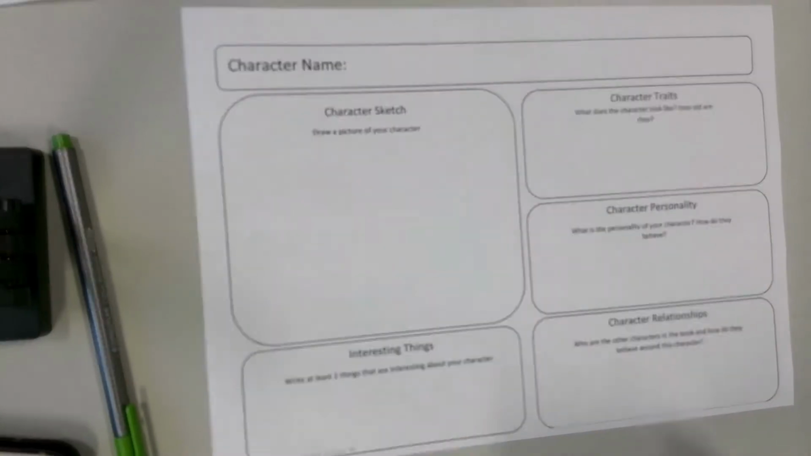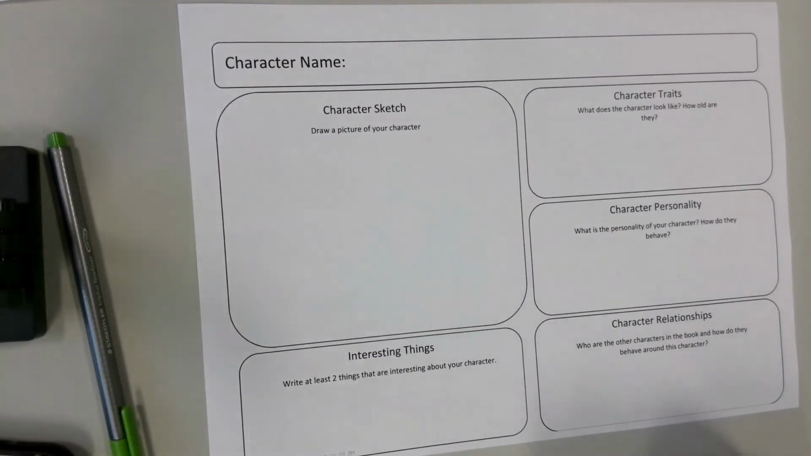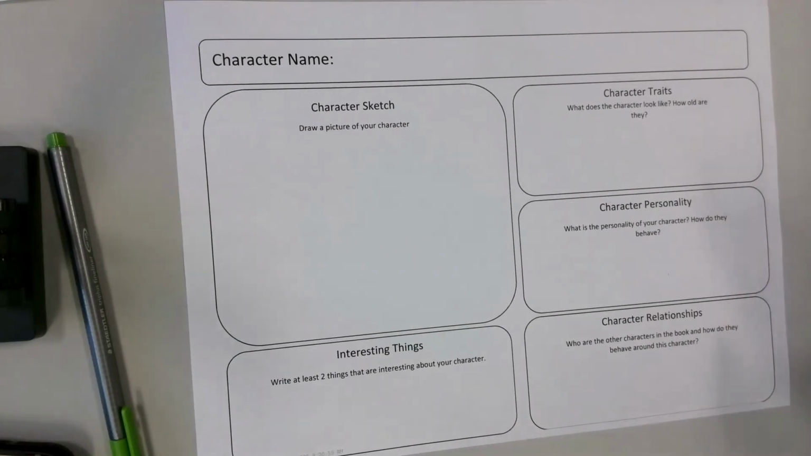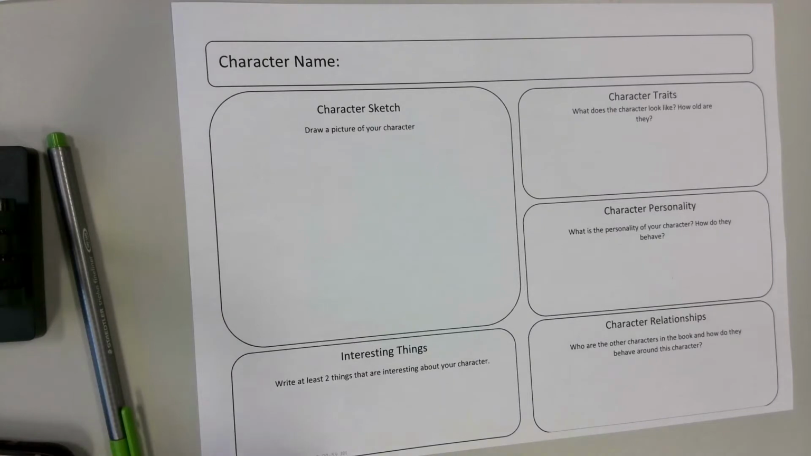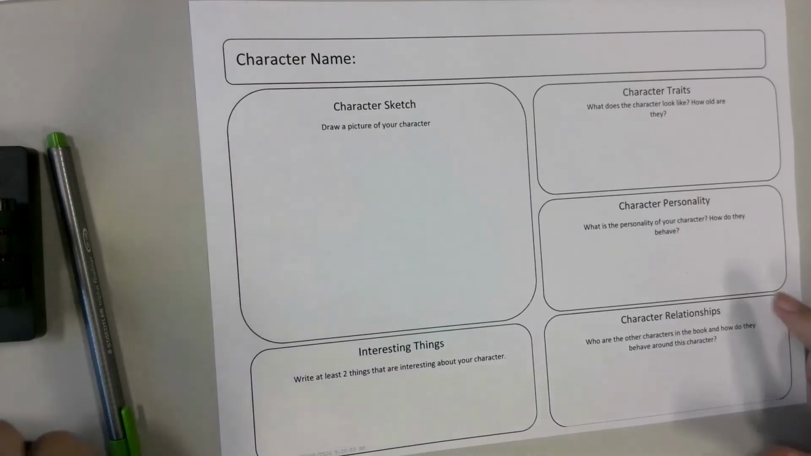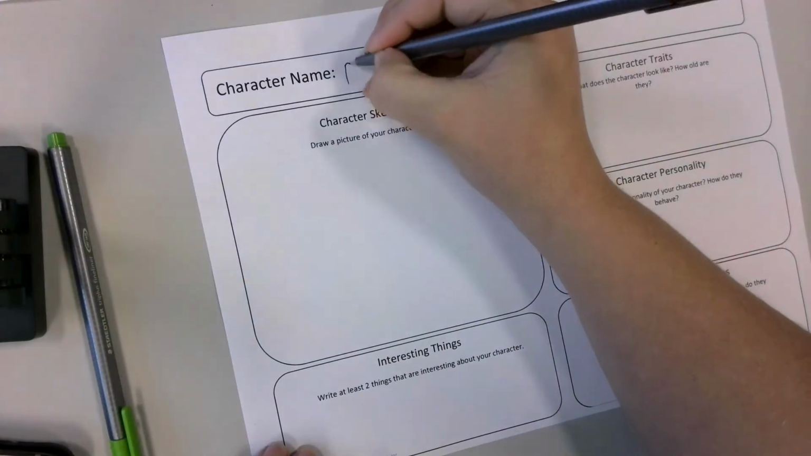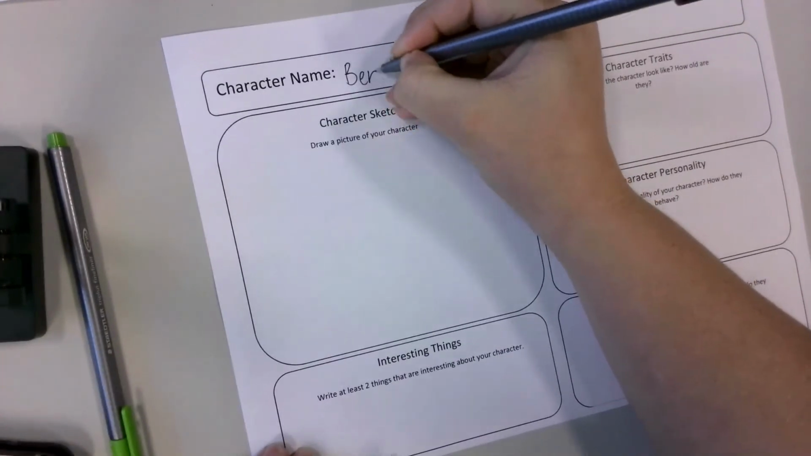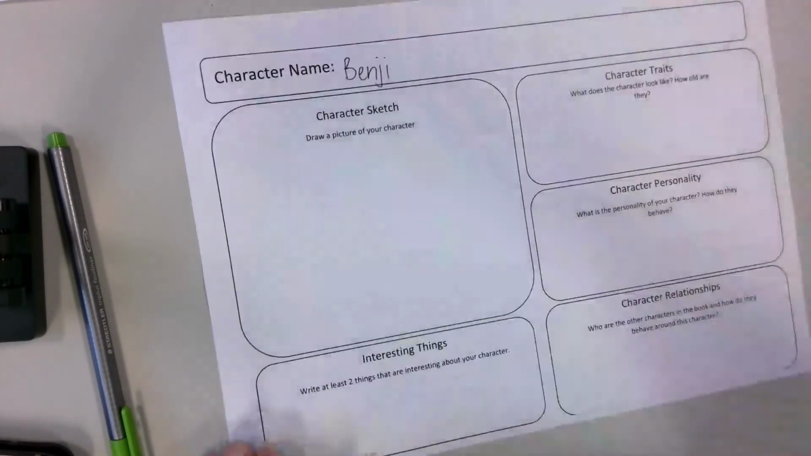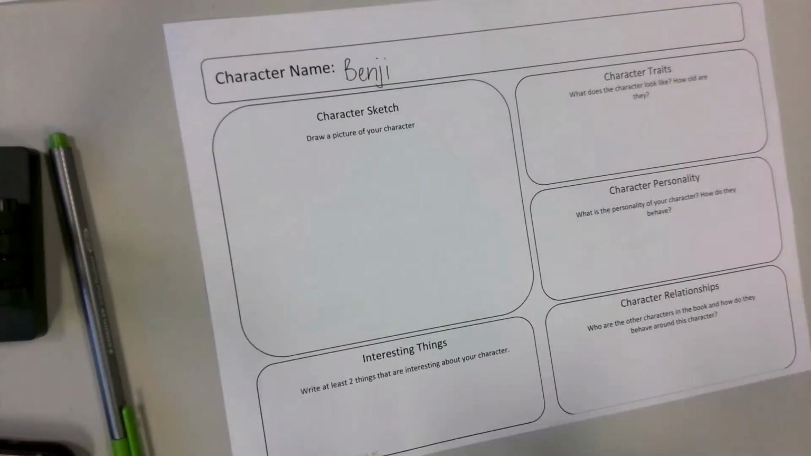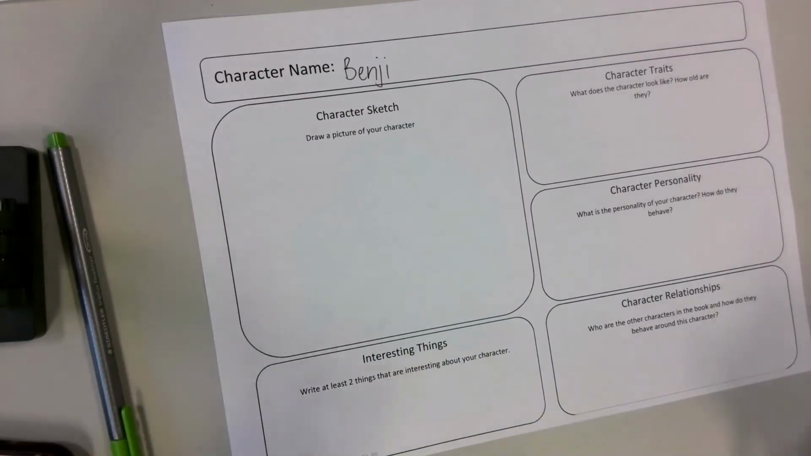Yesterday you would have seen that I had two main characters in my story, so I will need to do one of these planning sheets for each of those two characters. I'm going to focus on the character of Benji for today. I'm going to put my character name, which I already know. You might not actually get a character name until the end, which is completely fine. You can just leave that bit blank until you come up with one.